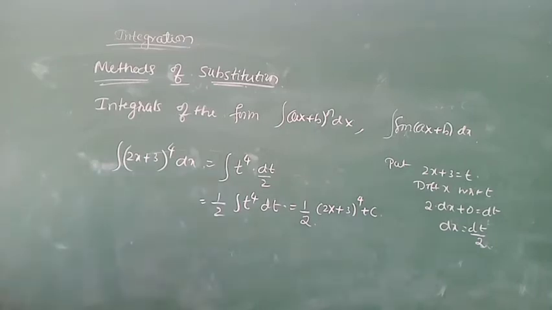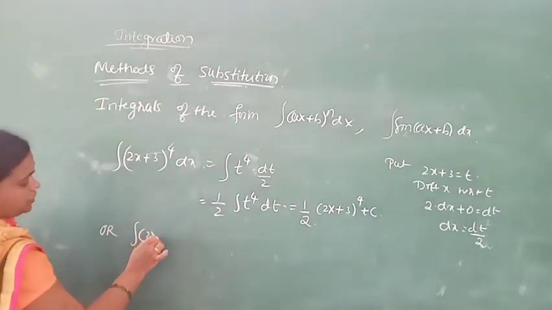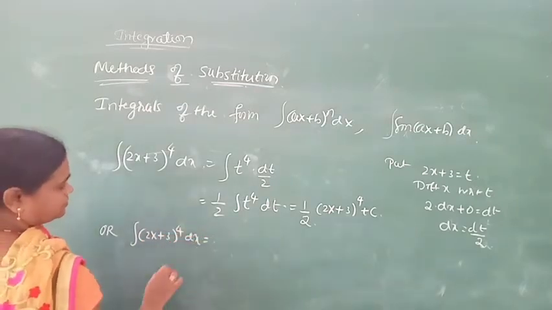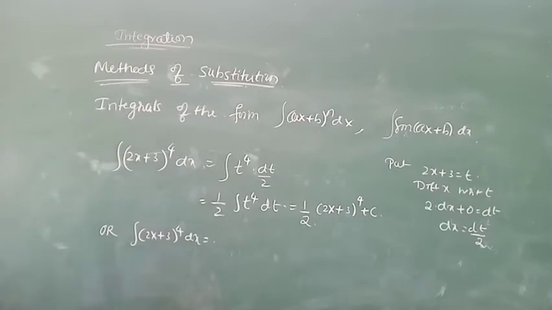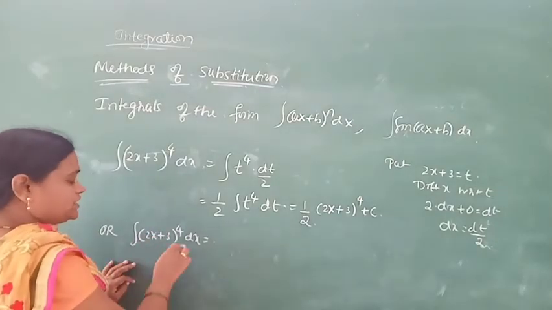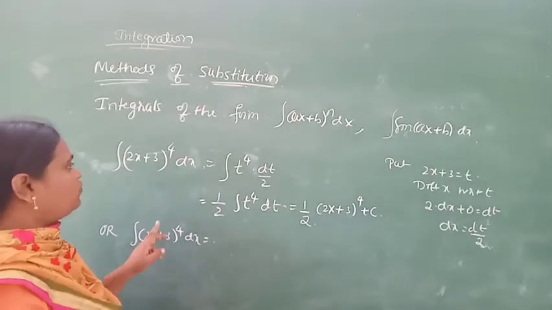Or else we can do it directly also. How will I take this? Integration of 2x plus 3 to the power 4 dx is given. You get a similar answer. See, this whole thing you assume is t. Correct? t to the power 4.